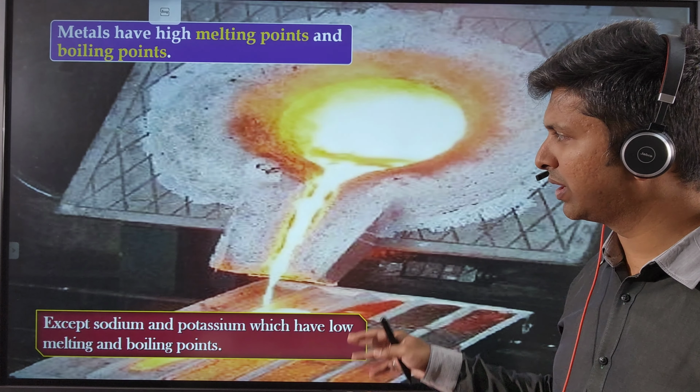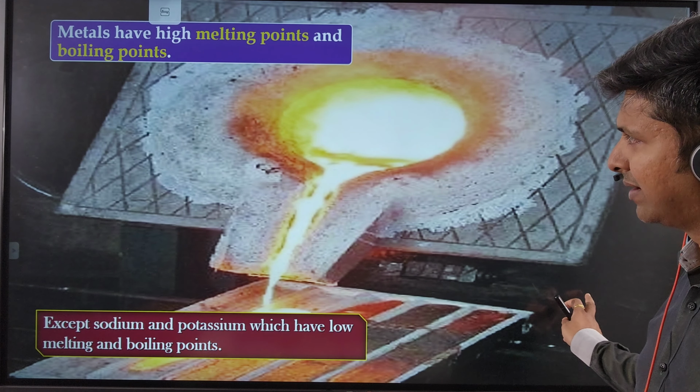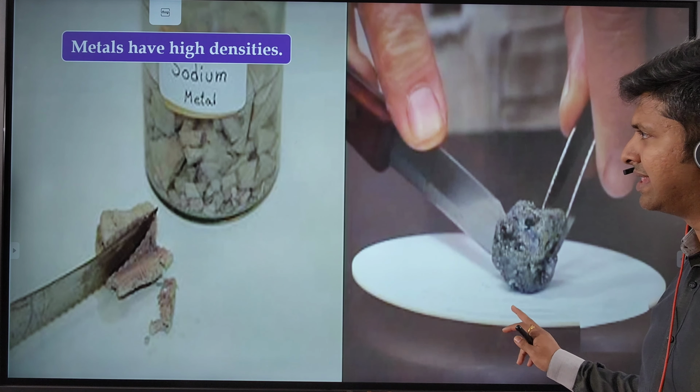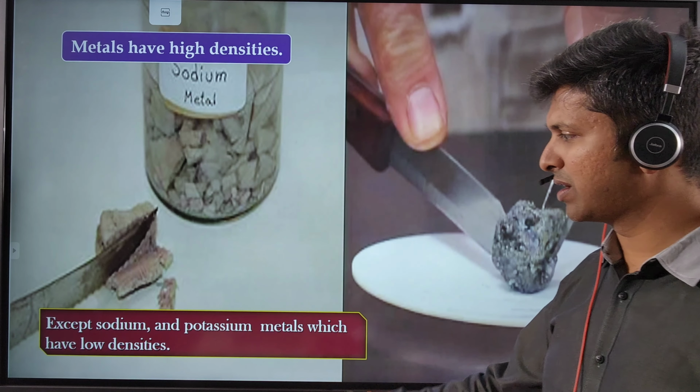Even sodium, potassium, and mercury, except for these three metals, they are having low melting points. But otherwise, metals are having a higher melting point. They are having high densities as well. Again, the exception will be sodium and potassium.